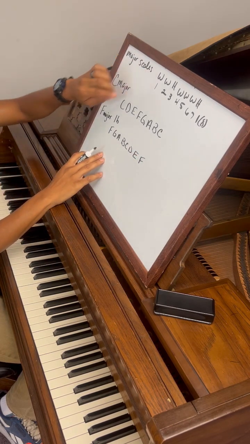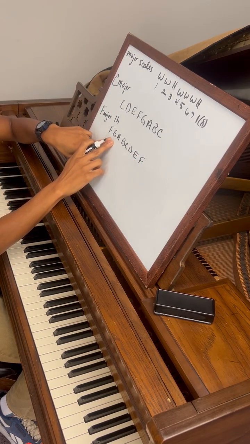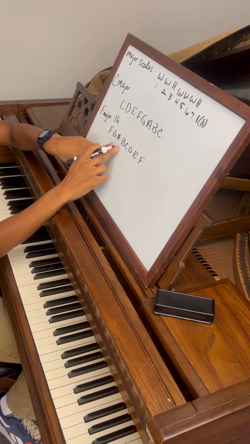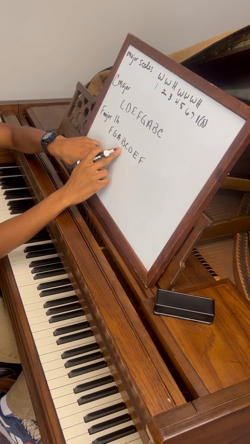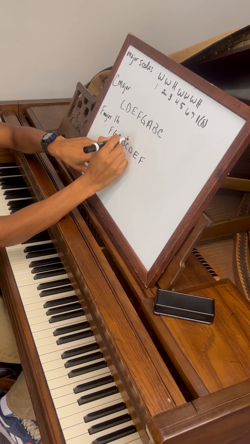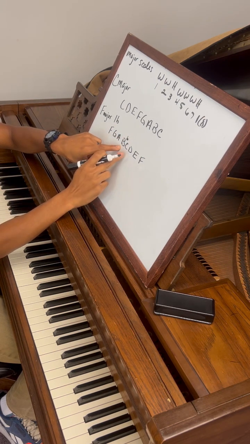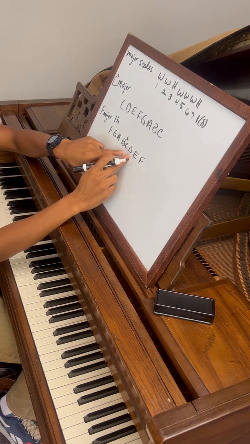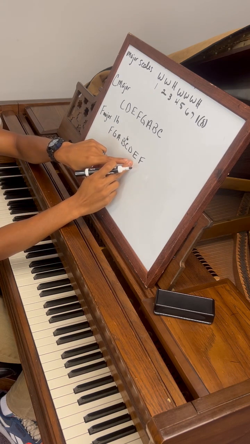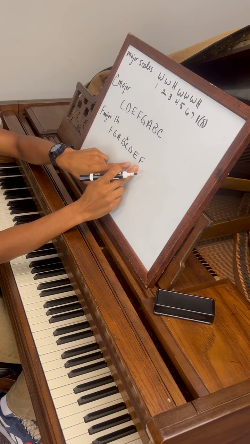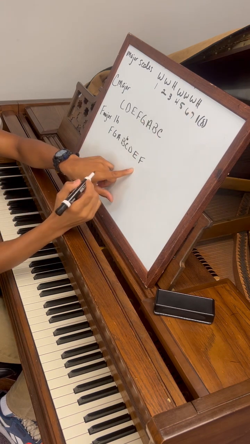When we use our formula, we know that F to G is a whole step, G to A is a whole step, A to B is a whole step, but we need a half step, so B has to be B flat. That gives us our half step. B to C is a whole step, C to D is a whole step, D to E is a whole step, and then E to F is the last half step that we needed.